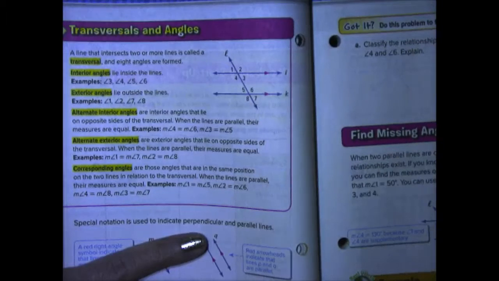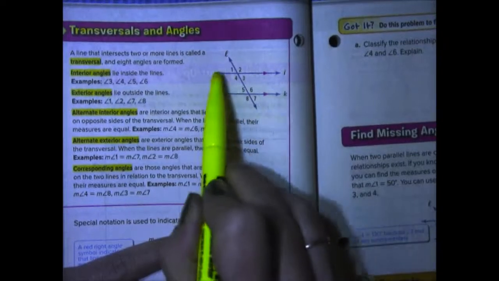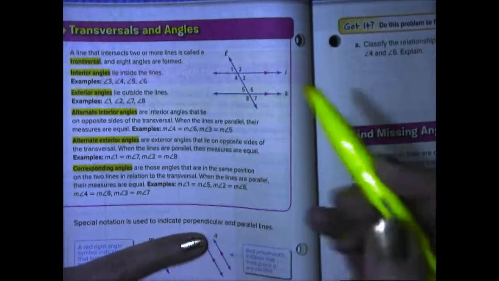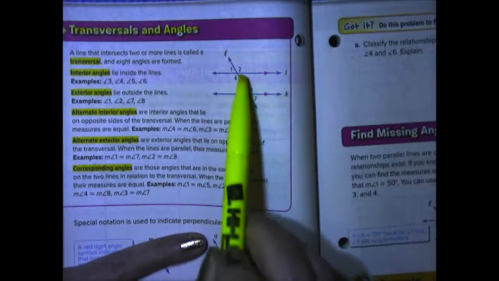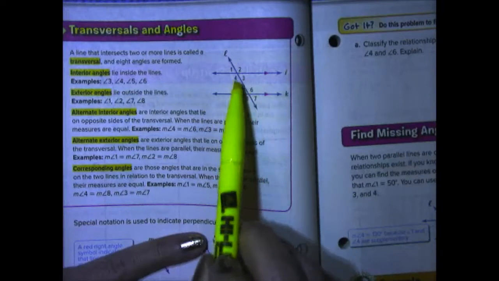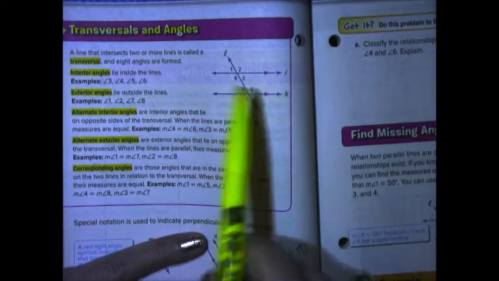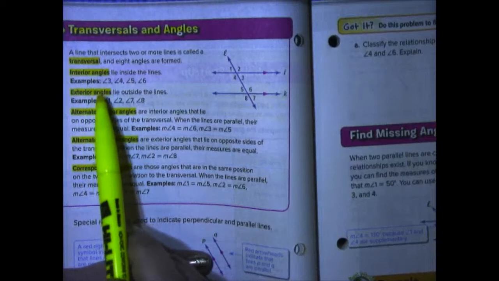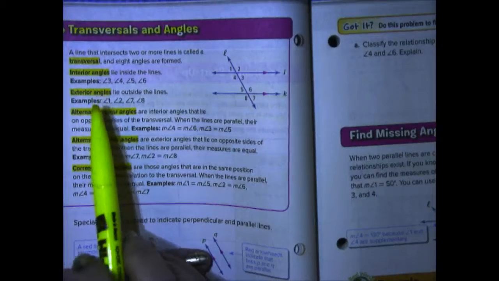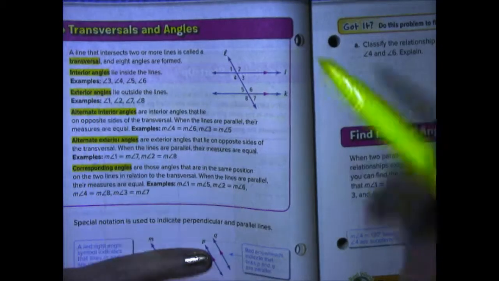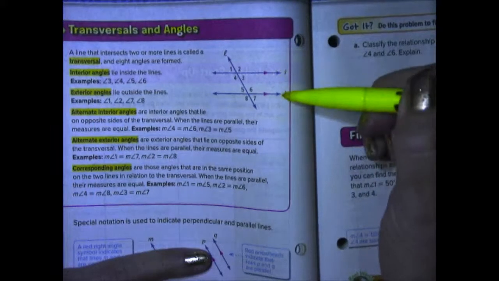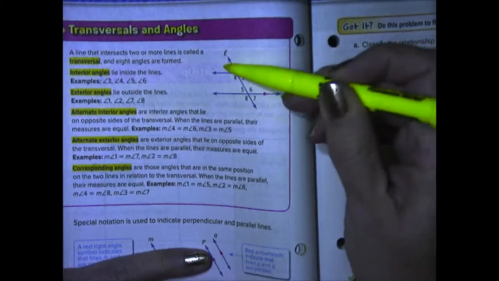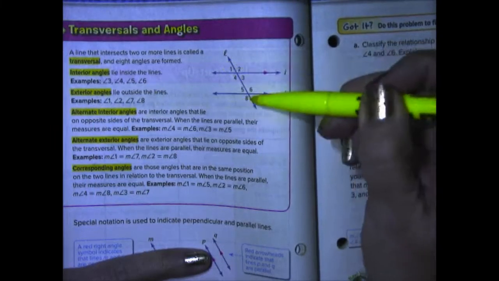So interior angles mean that they lie inside the lines. So if you look at line I and line K, the angles that lie inside those two lines are angle 3, angle 4, angle 5, and angle 6. Exterior, remember, means outside. We've talked about that. So exterior angles are going to lie outside the lines. So here's line I and K, and the angles that are outside are angle 1, 2, 7, and 8.